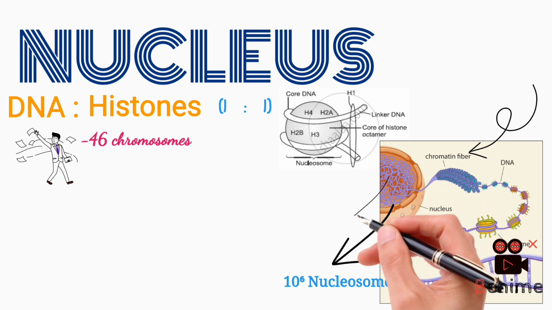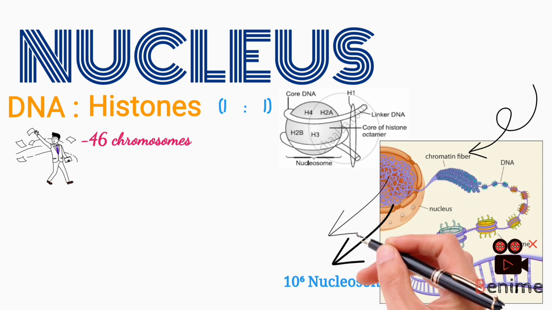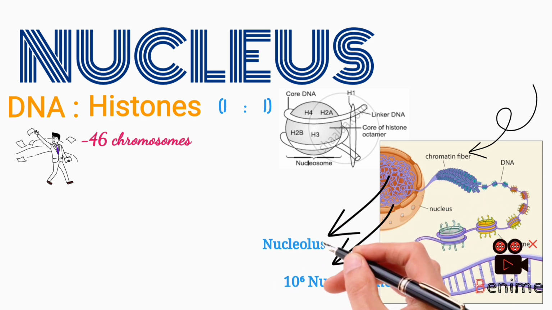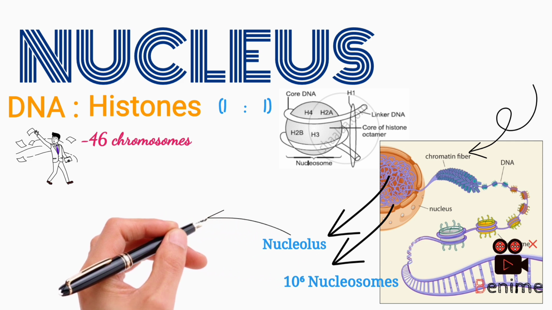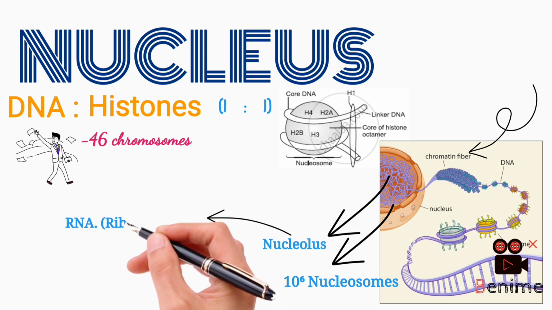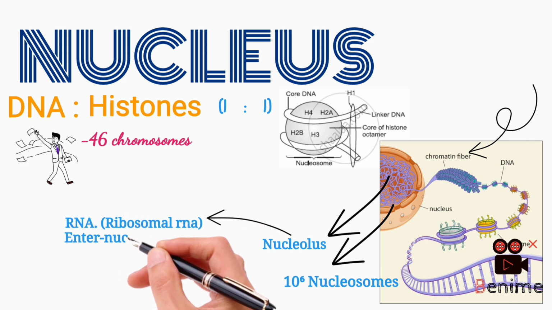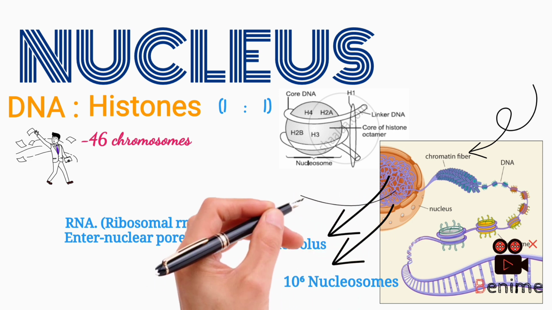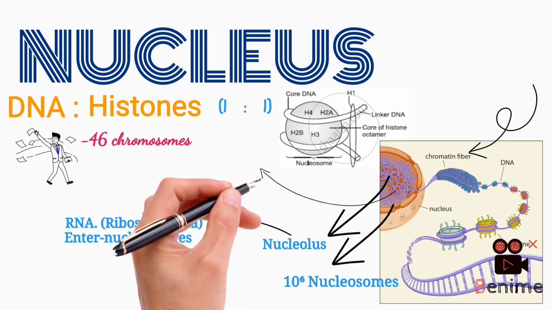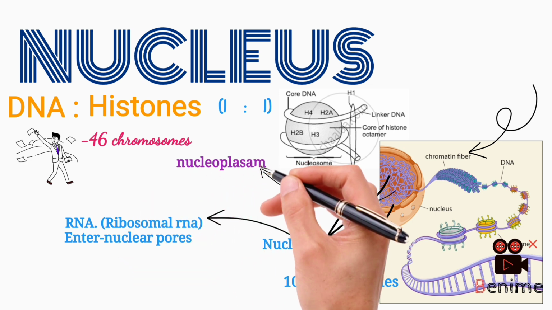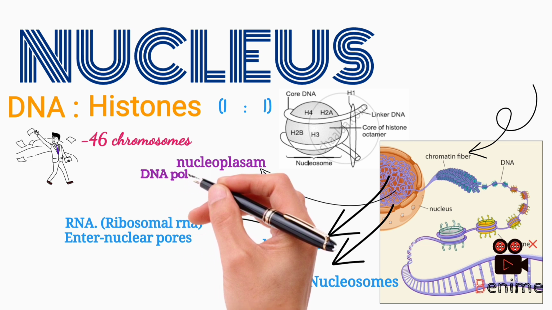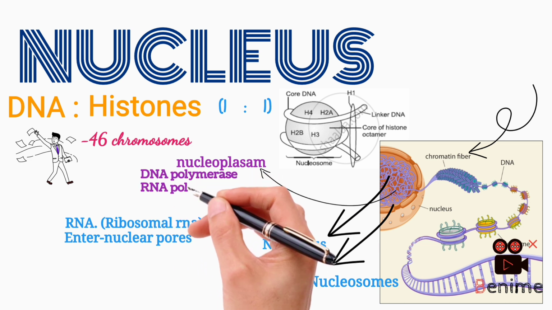The nucleus of the eukaryotic cell contains a dense body known as the nucleolus. It is rich in RNA, particularly the ribosomal RNA, which enters the cytosol through nuclear pores. The ground material of the nucleus is often referred to as nucleoplasm. It is rich in enzymes such as DNA polymerases and RNA polymerases.